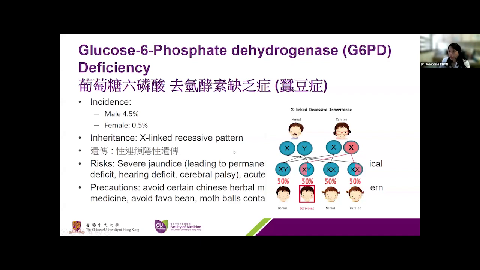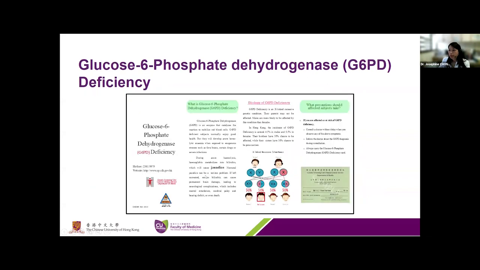So that involves a little bit more genetics knowledge for a person to counsel the family so that they understand why there are male and also female patients. In that case, if they can understand the consequence, which may lead to significant severe jaundice, then they will comply with the treatment.